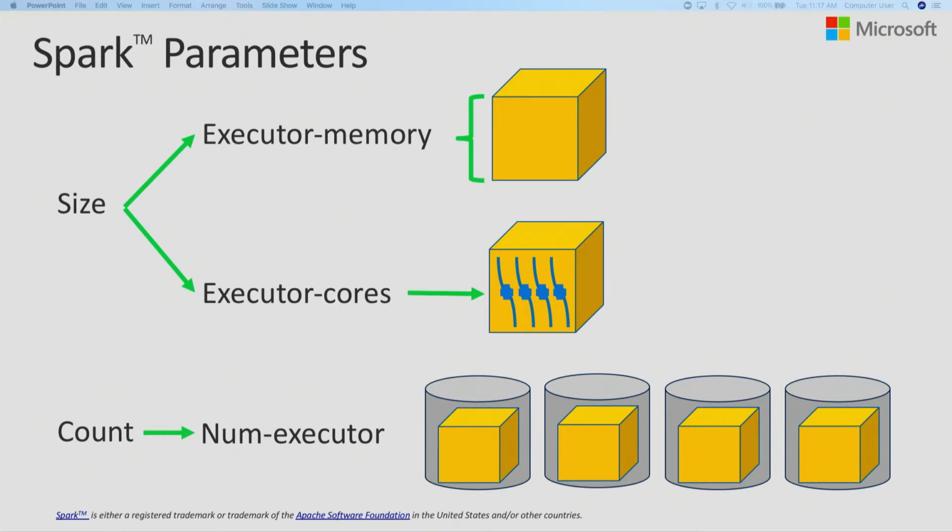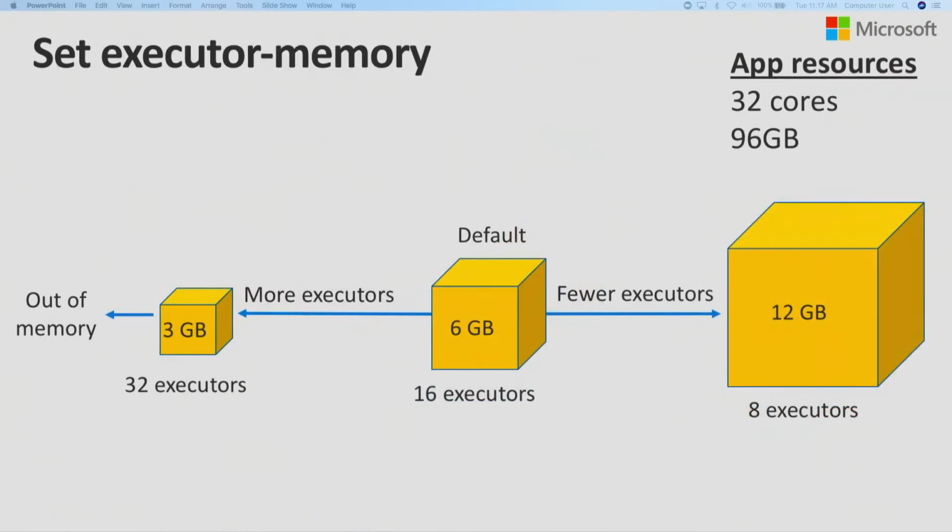And then the last one is how many executors we are going to have. What is the number of executors? That's the size and that's the count, and we'll talk about how each of them plays well together. So it's setting the executor memory. Here's an example: if we had by default 6 gigabytes of memory for each executor, we'll have 16 executors, right?